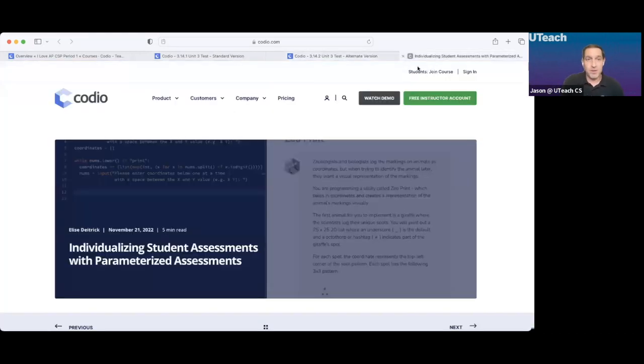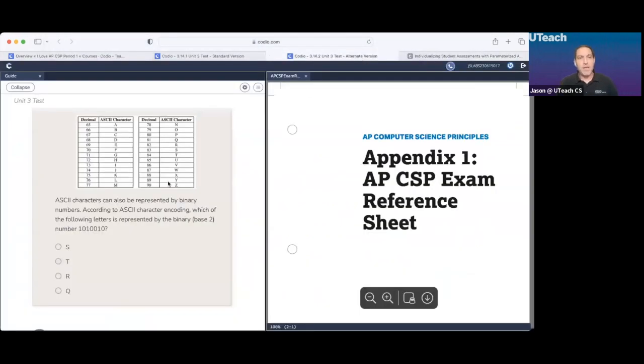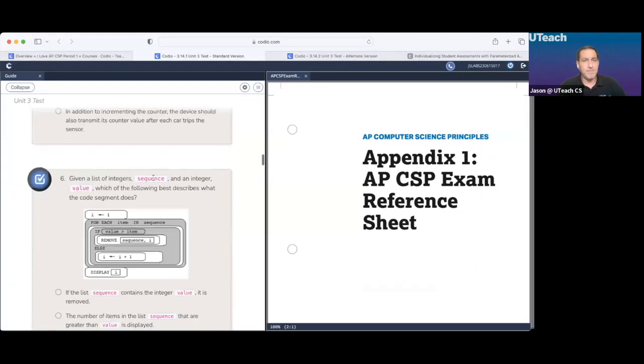And we're able to do that because Codio has a feature where they're able to allow people to make parameterized assessments. All right. And the reason I'm showing you this is because, yeah, you could do this as well. You can come up with some questions and parameterize them on your own. So it's basically something you can teach yourself. There's information in Codio about it, but we've already done this on the alternate version of the exam.